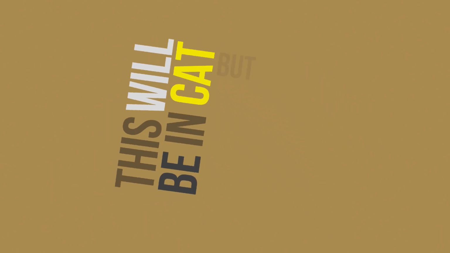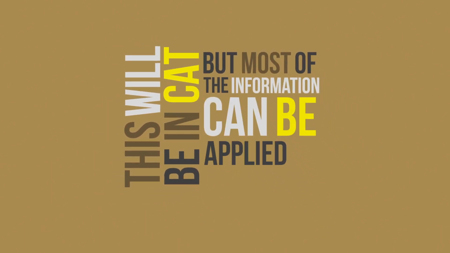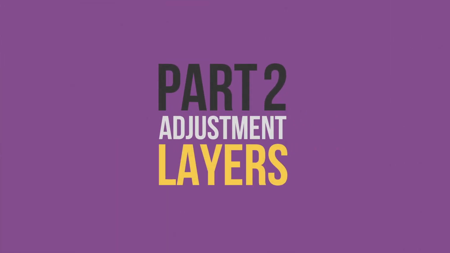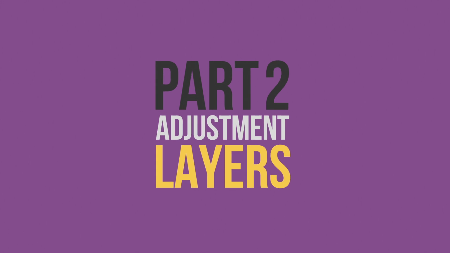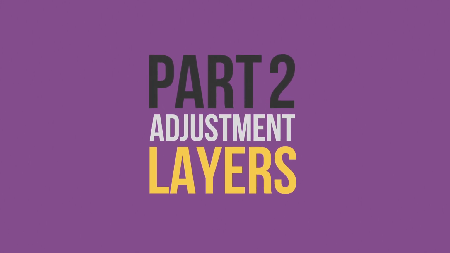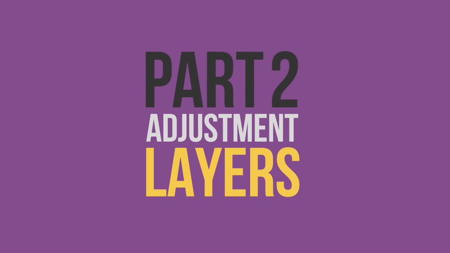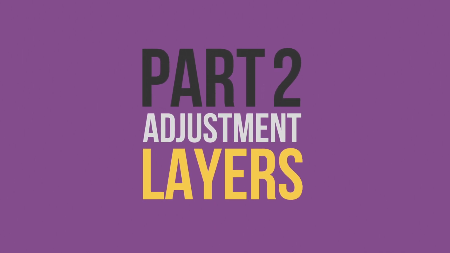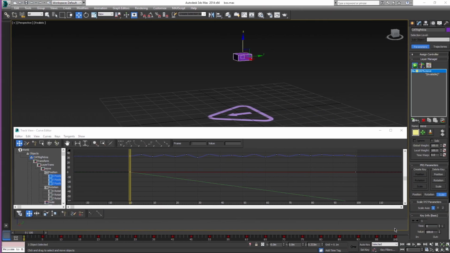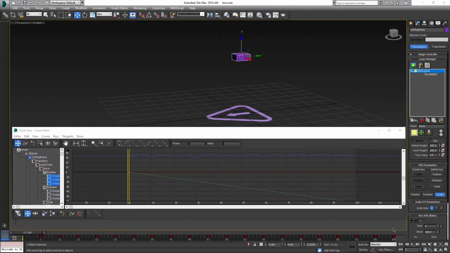But as I said in the previous video as well, most of the information here can be applied to other software as well. Adjustment layers are a bit more complicated than absolute ones. Well, not really, but they are a little bit harder to explain. Basically every key and animation done in an adjustment layer gets added to the values of the nearest absolute layer underneath it. Let's show this on a very simple example just to illustrate what it does.